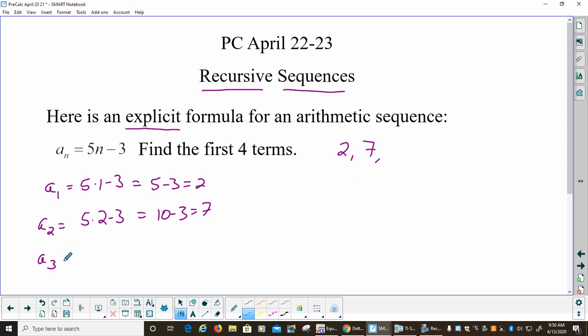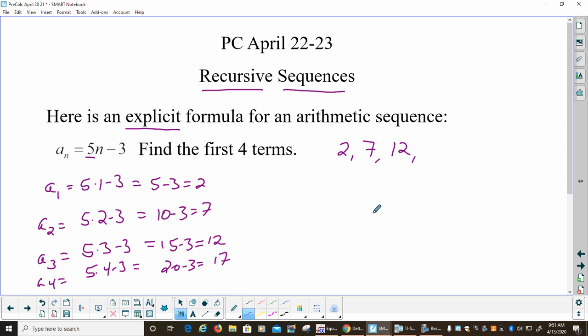A sub 3, you're going to fill in the 3 here for n, so you're going to fill it in there for n. 5 times 3 minus 3 is 15 minus 3, which is 12. Now, y'all can probably start to predict the pattern. The pattern is I'm increasing by 5 every time. So if I wanted the first four terms, you could go, okay, I want a sub 4. And you go 5 times 4 minus 3, which is 20 minus 3, which is 17.